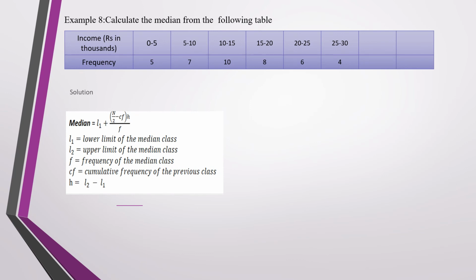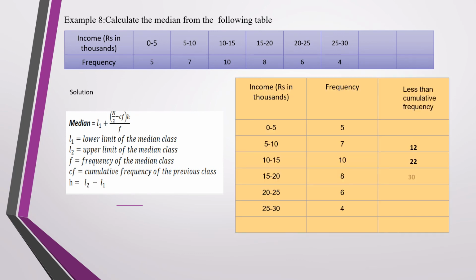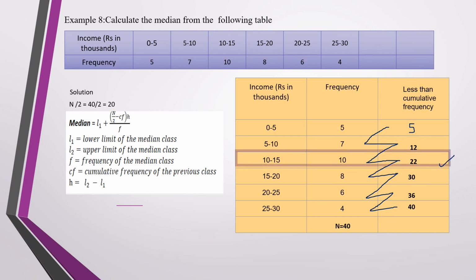Similarly, the eighth problem: calculating the less than cumulative frequency values, which start from the same value, 5. Then 5 plus 7 gives 12. 12 plus 10 is 22. Plus 8 is 33. Plus 6 plus 4. So finally n is 40. 40 by 2 is 20. So more than 20 we have 22. So this becomes your median class.